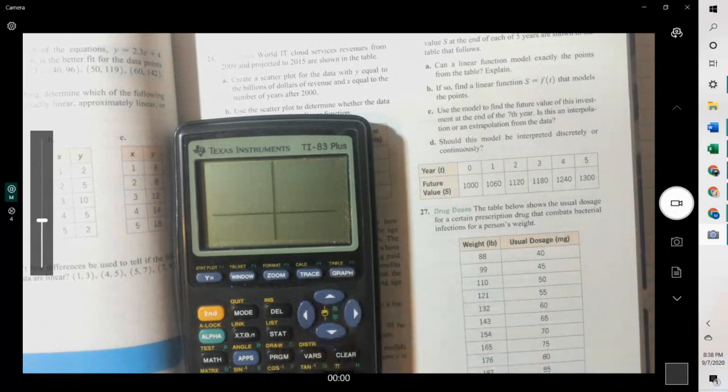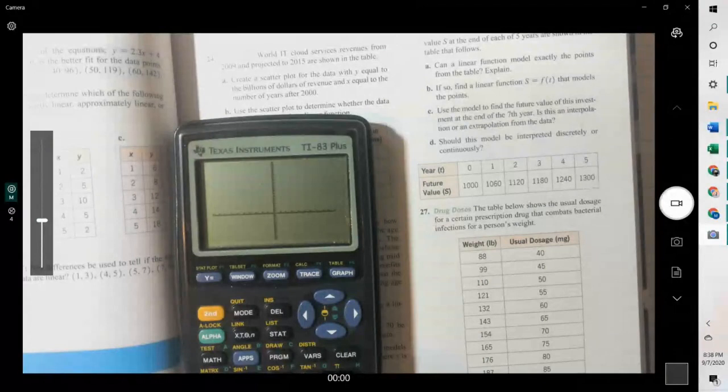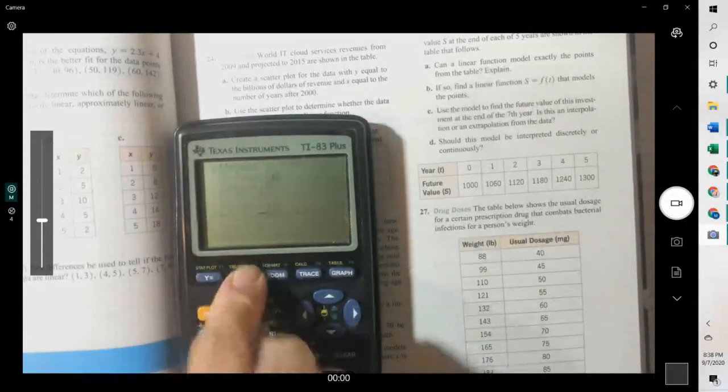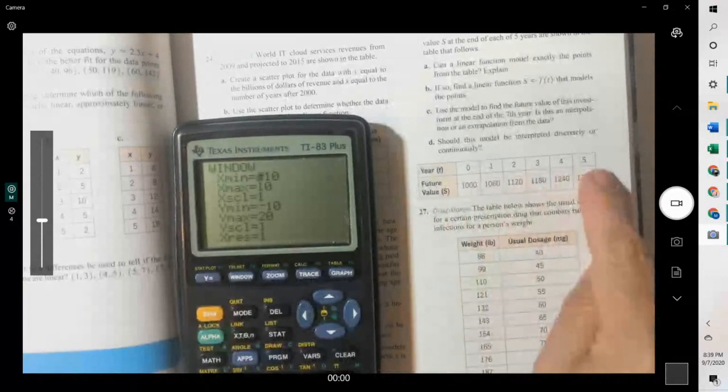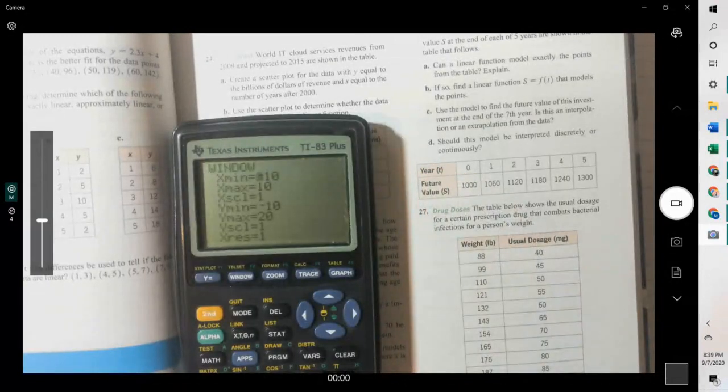And then graph. Now notice our numbers were so high, and that's why we're not seeing anything. So if we go over to our window, notice the x's go from 0 to 5. If you go with 0, you don't see the axis, so I'm going to go -1 to a little larger than 5, maybe 10. So that's my x values. Leave the scale at 1. And then our y value, which is future value or S, goes from 1,000 to 1,300.